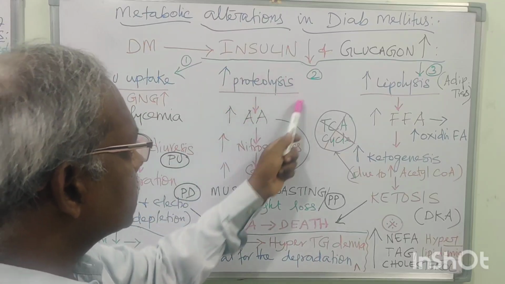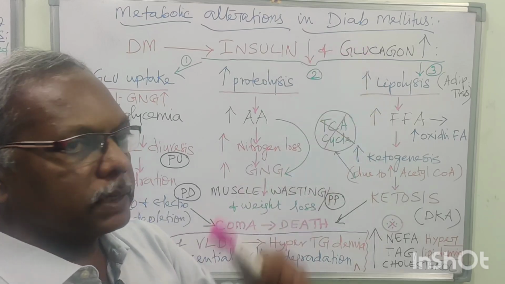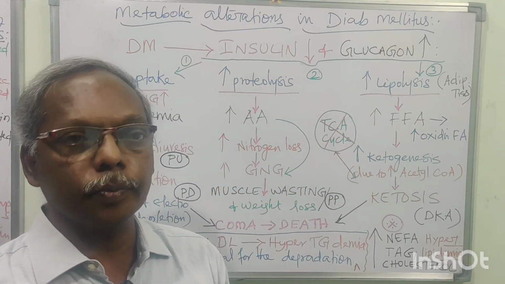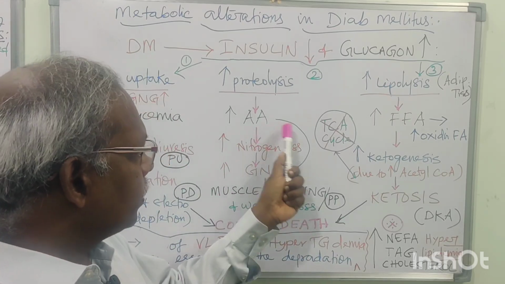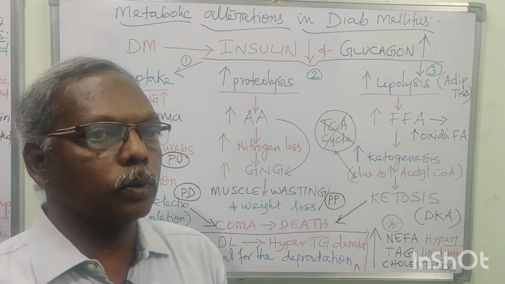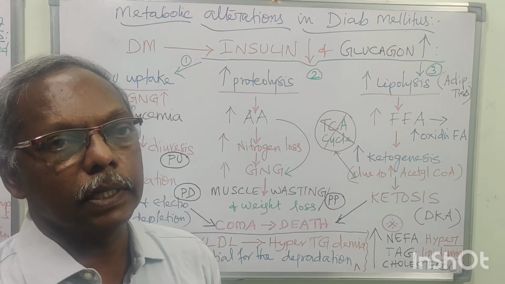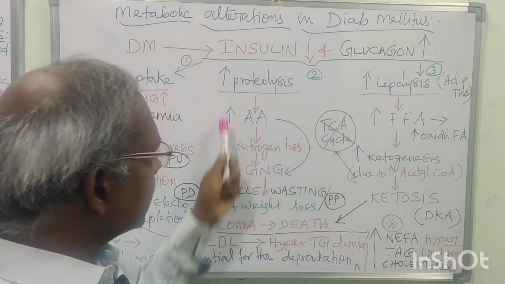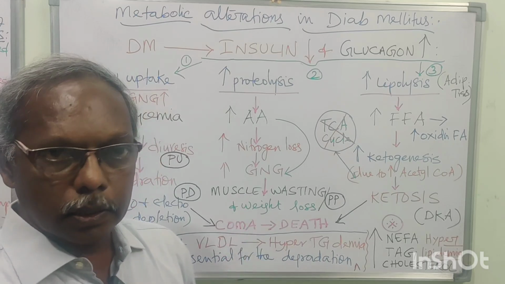Okay. The third one is amino acid metabolism. Because of the deficiency of insulin and excess glucagon, proteolysis will take place, that is degradation or catabolism of protein. They will be releasing more amino acids. Those amino acids will go for gluconeogenesis because there is deficiency of glucose also. Sometimes increased nitrogen is also present in urine and plasma. So increased nitrogen loss. These reactions altogether lead to muscle wasting and weight loss in the patient.